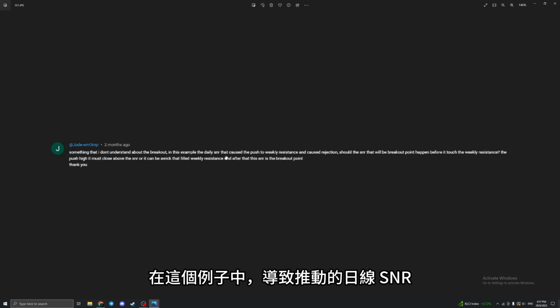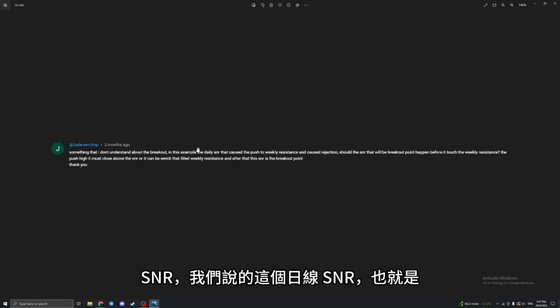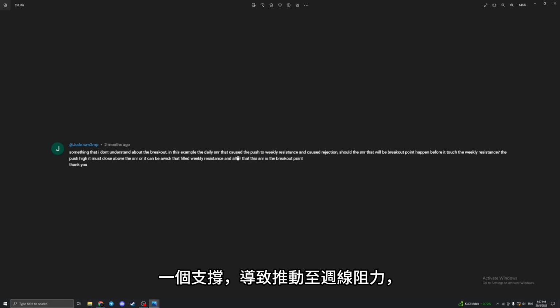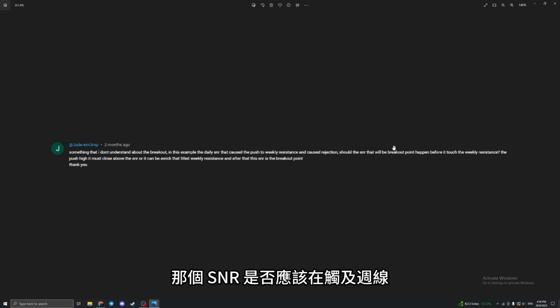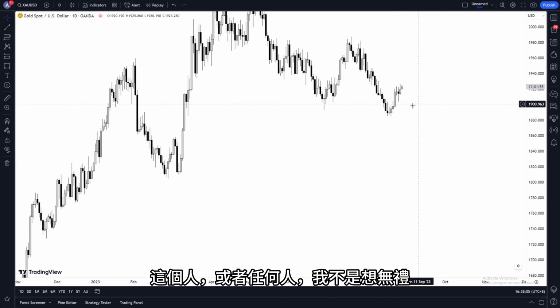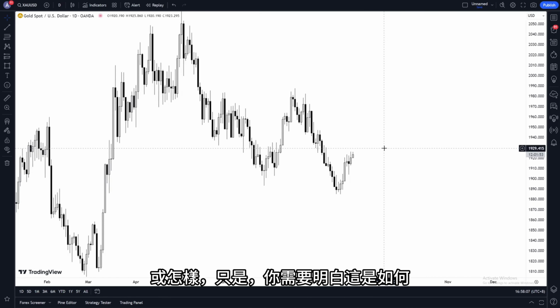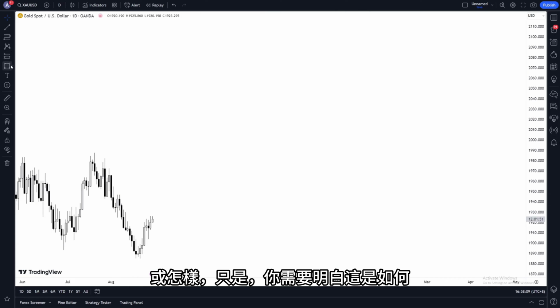In this example, the daily SNR that caused the push to weekly resistance and caused the rejection. Should this daily SNR that we're talking about, which is a support, which caused the push to the weekly resistance, be the breakout point? So should that SNR break out before it touches the weekly resistance? I'm not trying to be rude or anything. It's just, you need to understand how this works.